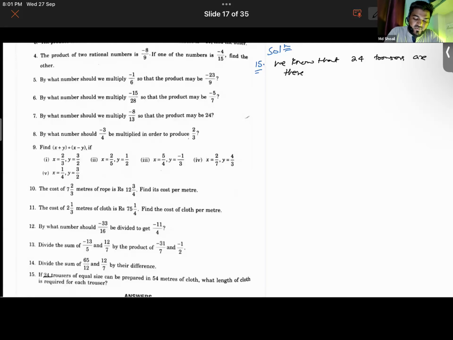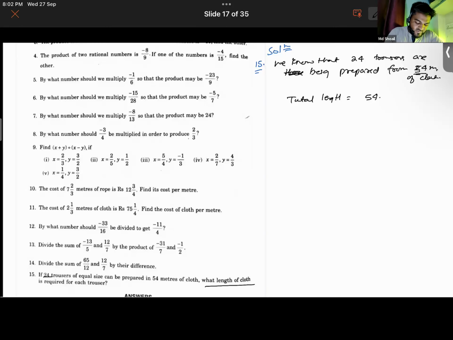You know that 24 trousers are being prepared from 54 meter of cloth, right? Okay. What else do we know? That total length of the cloth is 54 meter. Yeah. The total length is equal to 54 meter.